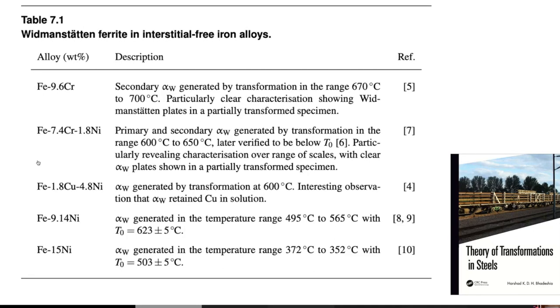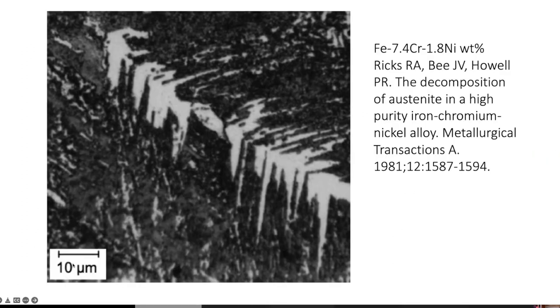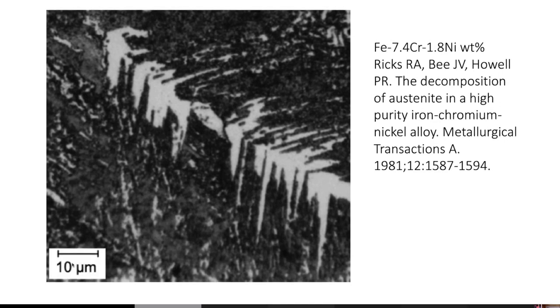in interstitial-free alloys. This is a table I've taken from my book, and these are high-purity alloys containing no carbon. And the Widmanstätten ferrite looks exactly the same as in ordinary steels. So phase field modeling is not actually relevant for Widmanstätten ferrite because it completely ignores the mechanism of transformation and the fact that you can get Widmanstätten ferrite in interstitial-free alloys.